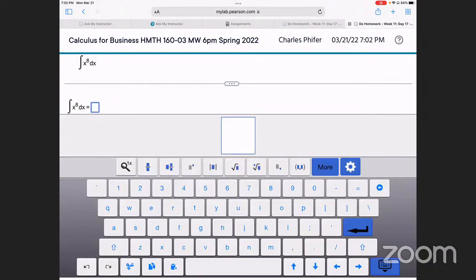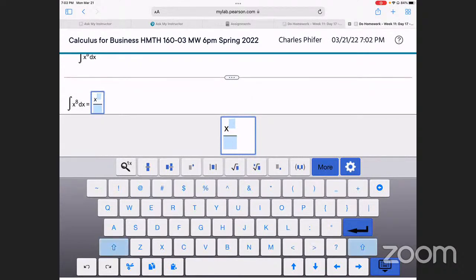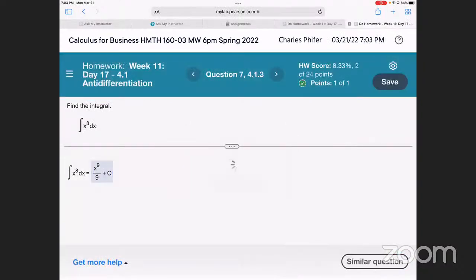Okay, let's do this. We're going to say this one is x to the power of 9 over 9. There we go, now we're moving. Plus c. All right, that's better. Yeah, the keyboard was just on the fritz.